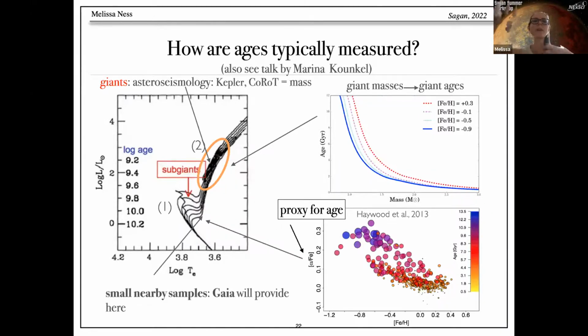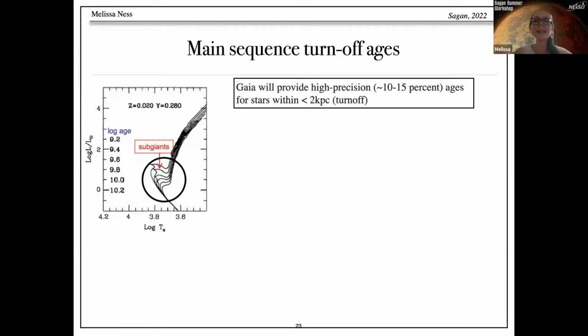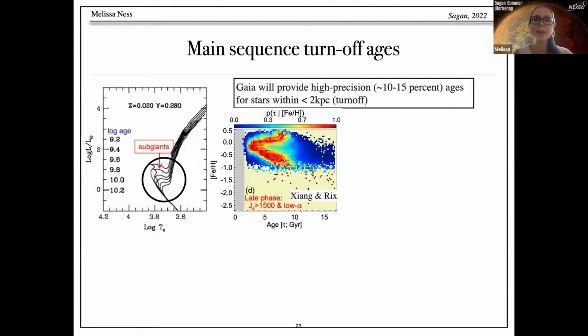Okay, so I want to focus now on just a couple of science results, looking at small samples of subgiant stars and also ages from asteroseismology. Both of these are considered precision regimes of age dating, in the sense of getting ages precise to 10 to 15%. Firstly, looking at main sequence turnoff ages, Gaia is going to provide high precision ages for stars within 2 kiloparsec. These are faint nearby stars.